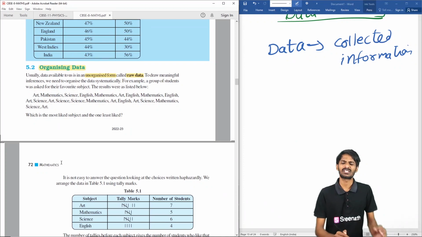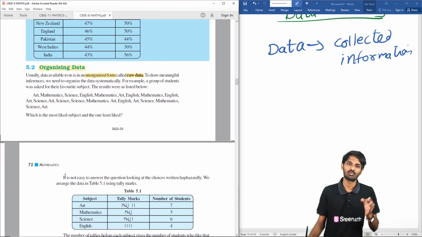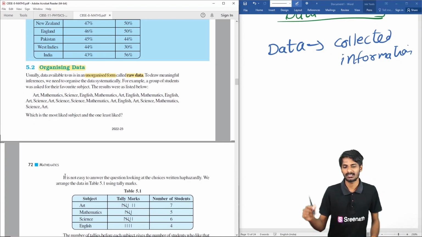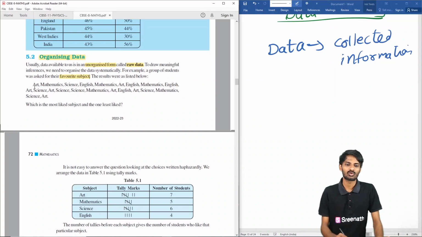Okay, students. So organizing data. Whether we have to organize the data, students? Yes, of course we have to organize the data. So how to organize it? Before knowing it, why to organize it? We will answer that question. Suppose, for example, a group of students were asked their favorite subject. These are the lists they have told. One told arts, mathematics, science, English, mathematics, art, English, mathematics, English, art, science, like this.